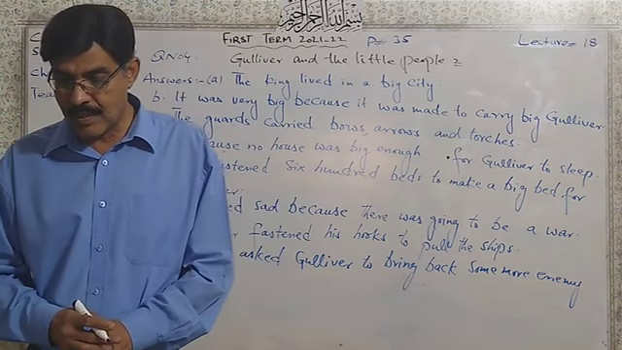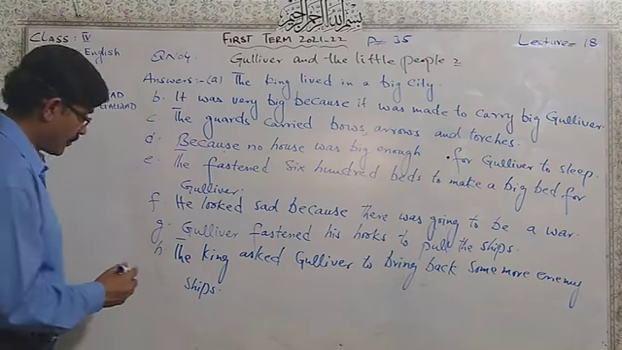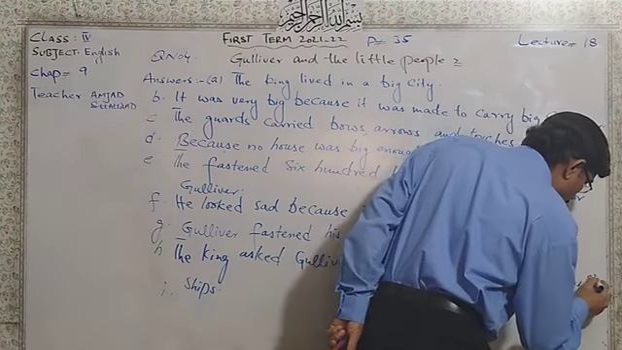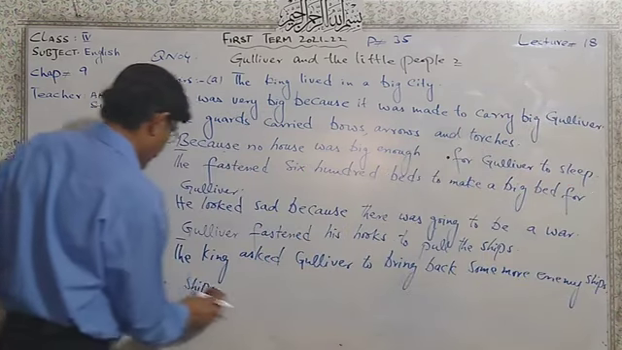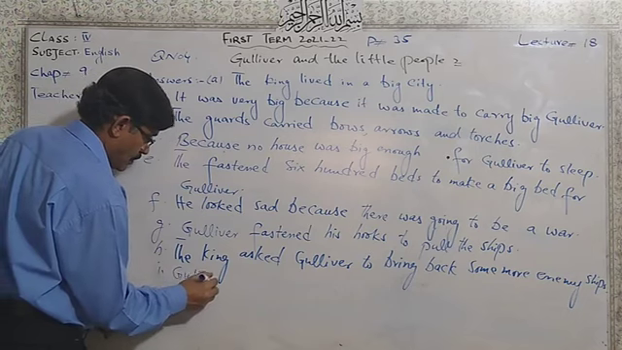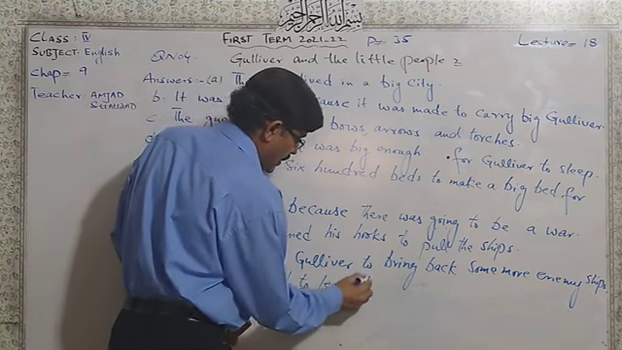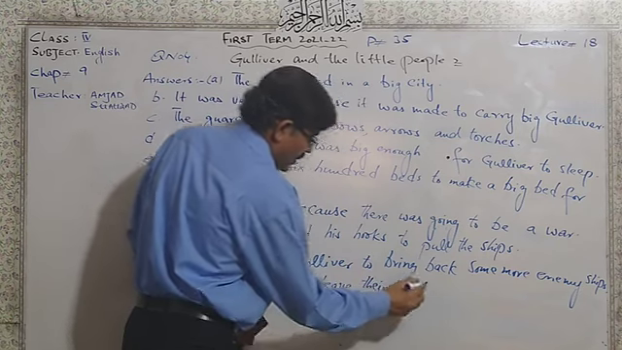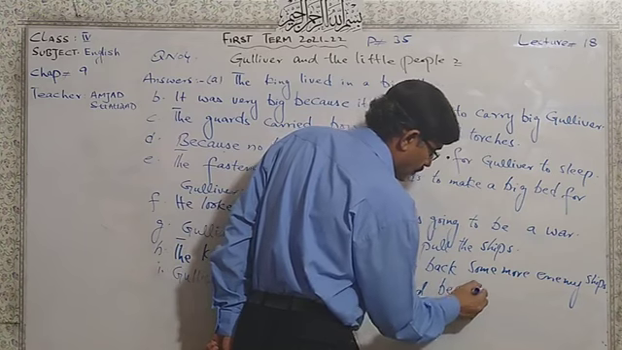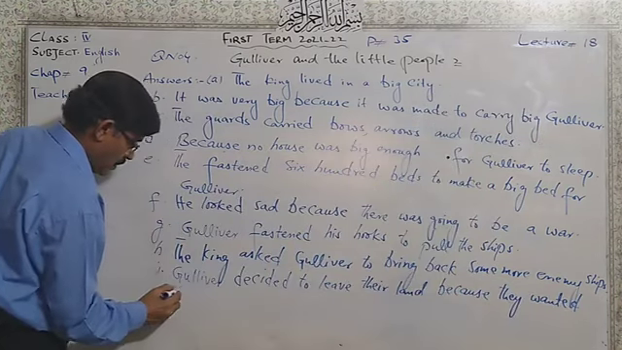This one, why did Gulliver decide to leave the land of the little people? Gulliver decided to leave their land because they wanted to kill him.